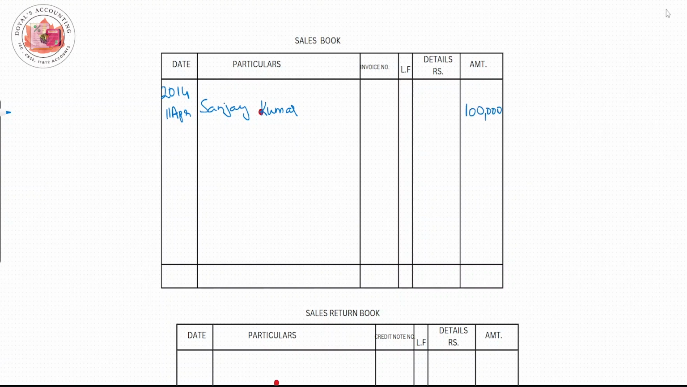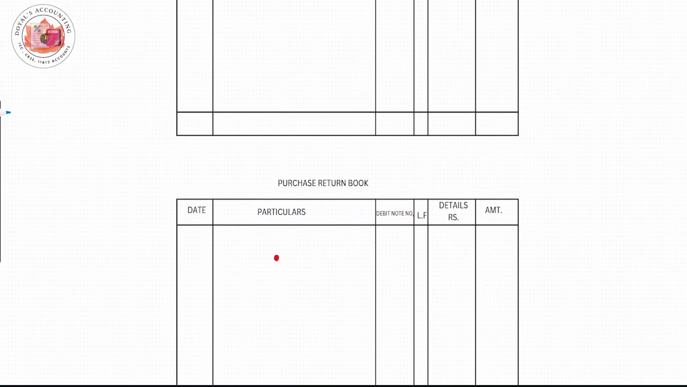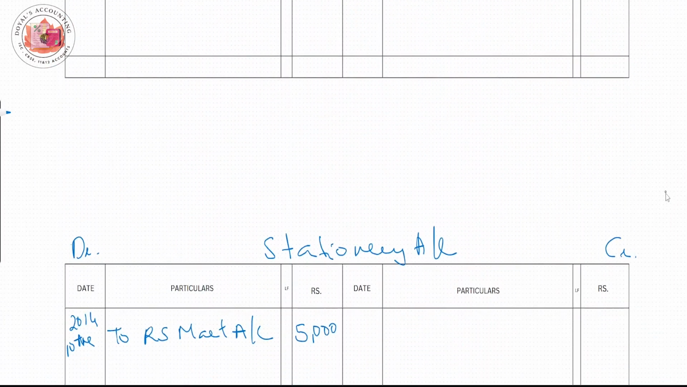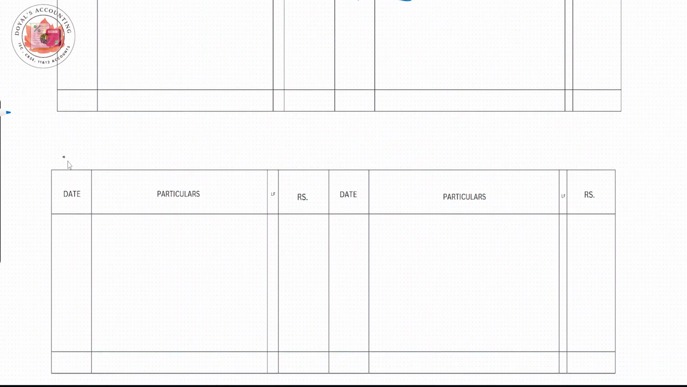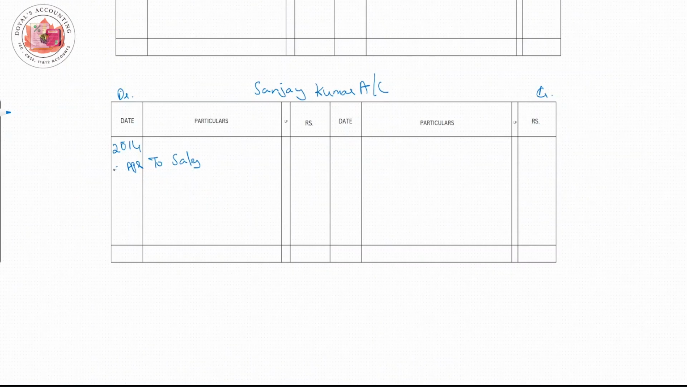I have to open a ledger account in the name of Sanjay Kumar because he is my creditor. And like we saw in the previous examples, corresponding ledger accounts have to be made for our creditors and our debtors. So the sales transaction will be Sanjay Kumar account debit to sales rupees 1 lakh.